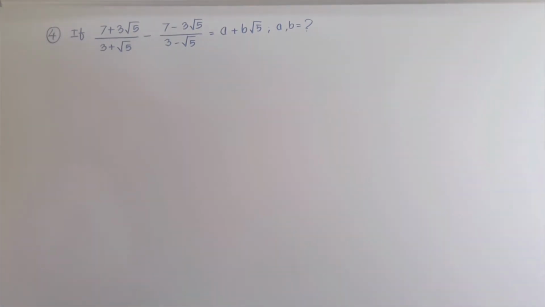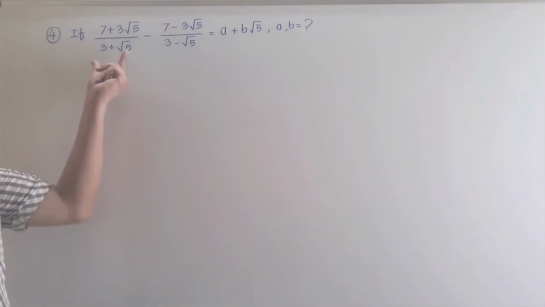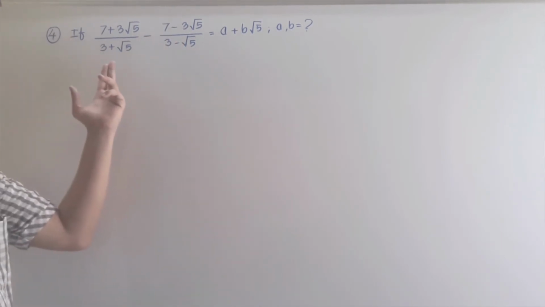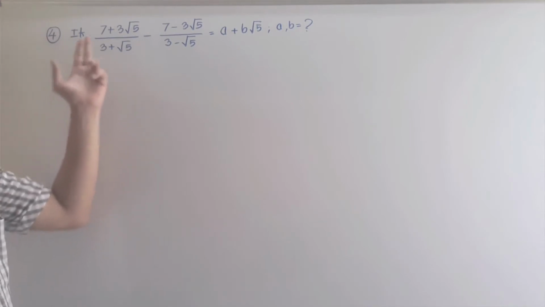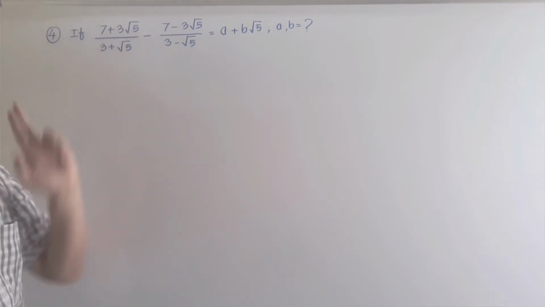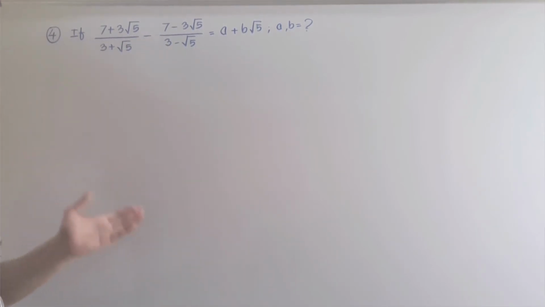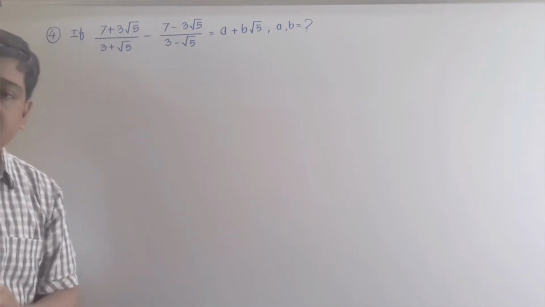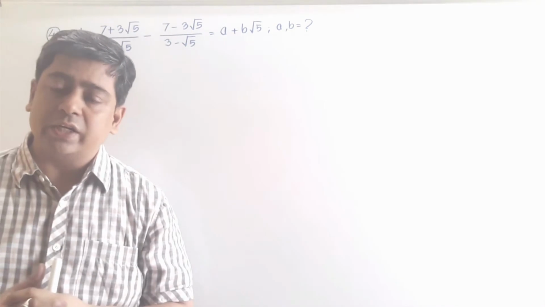So the values of a and b I need to find out. Now see, in this question, as in the second question we have done, this is my first part and this is my second part. So I need to find the rationalization of the first term's denominator and similarly the second term's denominator, and then we can add up and find the final value of the left hand side, but that will become very lengthy in such kinds of questions.